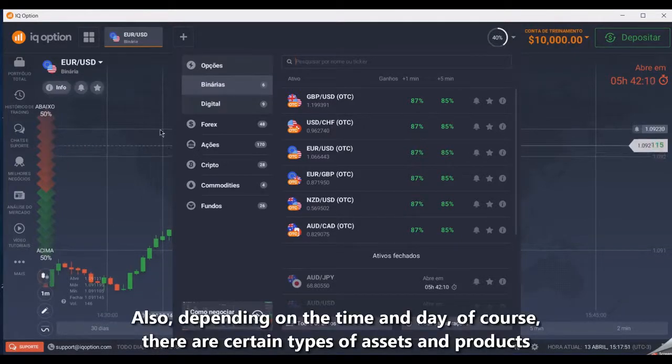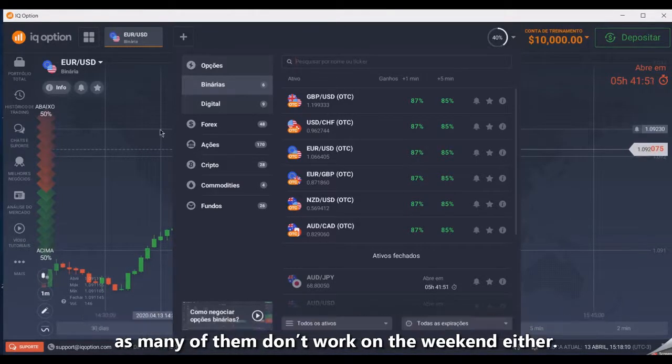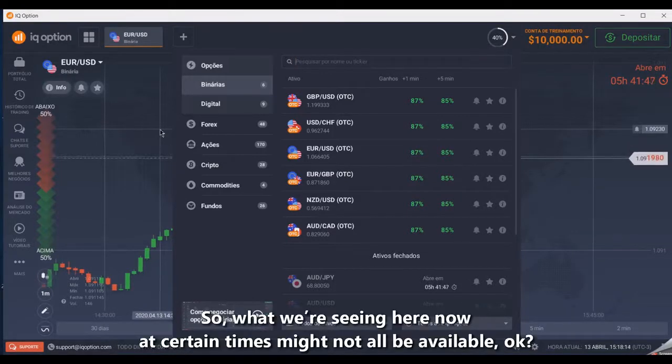Also, depending on the time and the day, of course, there are certain types of assets and products that can be open or closed because not all of them work all day. That is, they don't always work 24 hours a day, as many of them don't work on the weekends either. So what you're seeing here now at certain times might not be all available, okay?